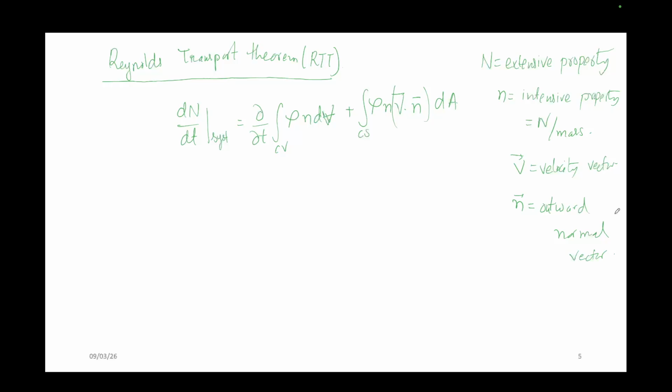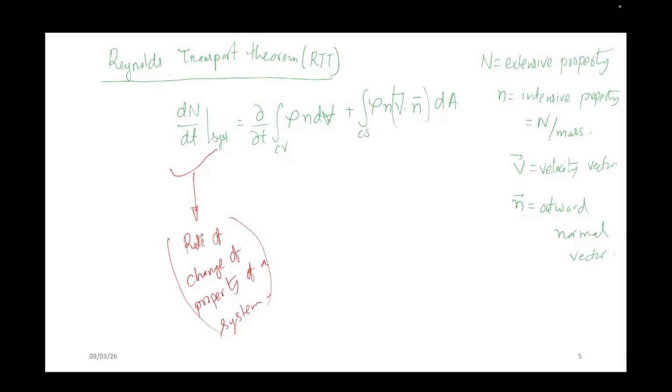So now we have to understand what the parts of this Reynolds transport equation are. What does the part on this left side basically indicate? This part I am talking about basically represents the rate of change of property of a system, right? The important thing here is the rate of change of property of a system.